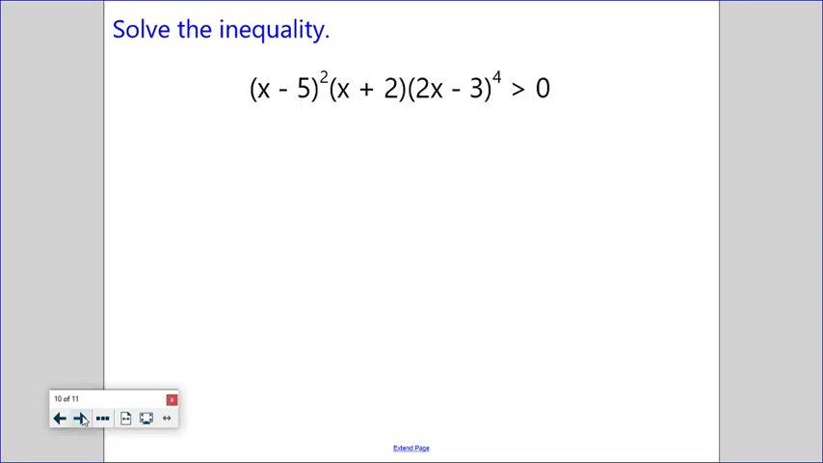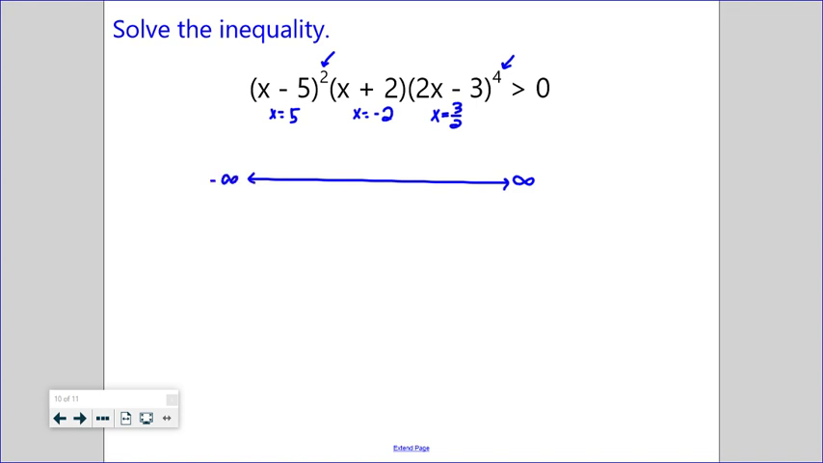So let's try one more problem like that one. Again, we find our zeros first. We would have zeros at 5, -2, and 3/2, 1.5. I have two even parentheses, which again means that everything coming from those parentheses is going to turn out positive. So it's really that one in the middle that's going to impact my answer here.